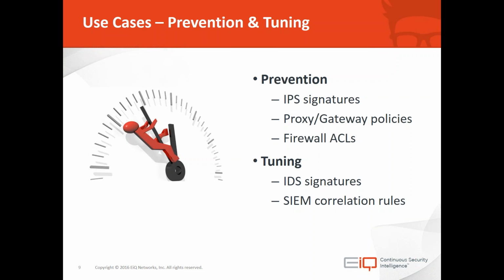So IDS and SIEM rules, they need constant tuning. It's an ongoing learning process that sort of never ends. So using threat intelligence can speed up that feedback loop and make sure we're getting the right things back into our alert rules to reduce the false positives from happening.